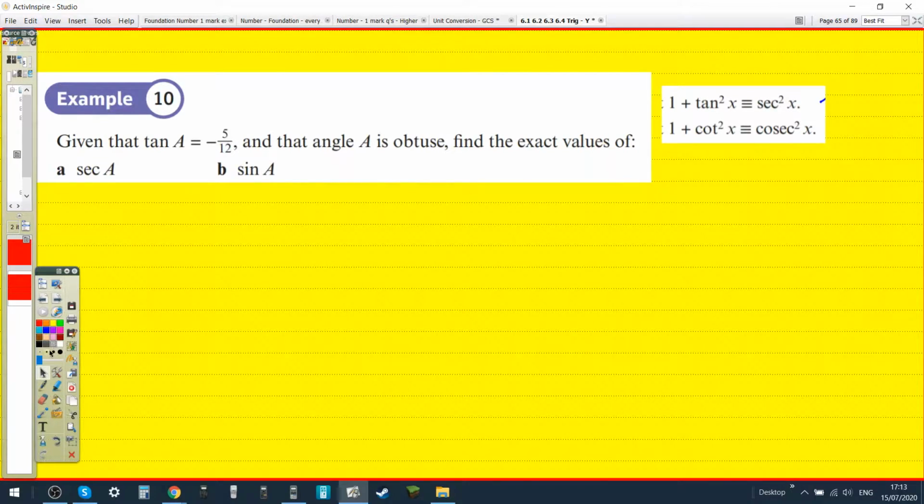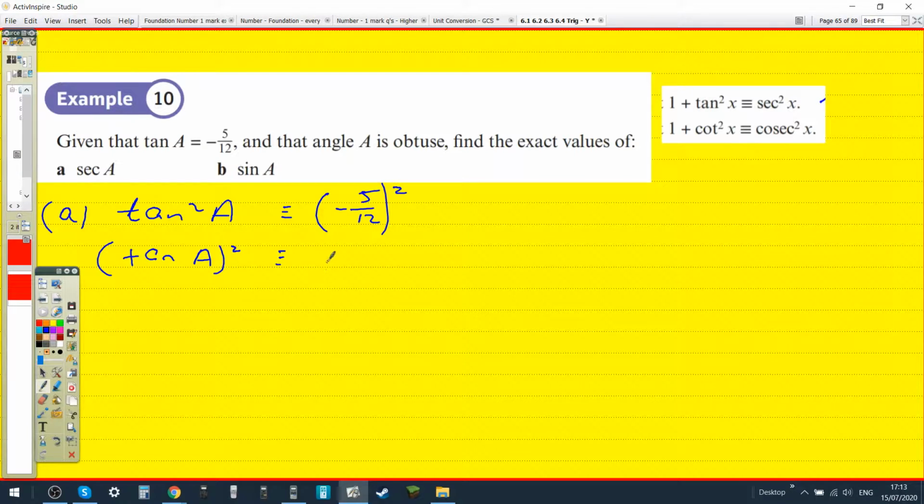Okay, tan A is this. What is tan squared A? That's just a fancy way of saying tan A squared. Do you work out tan A and then square it all? Tan A is minus 5 over 12, and so tan squared A is minus 5 over 12 squared. What's that? I got 25 over 144.